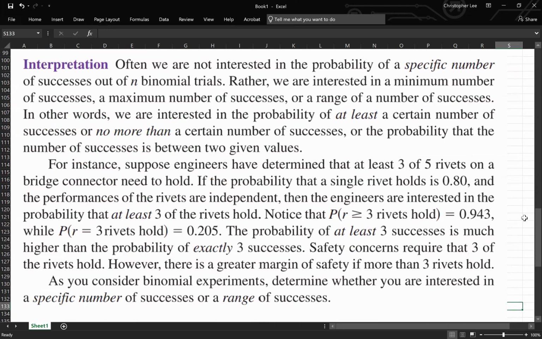All right. So interpretation. What's that mean?